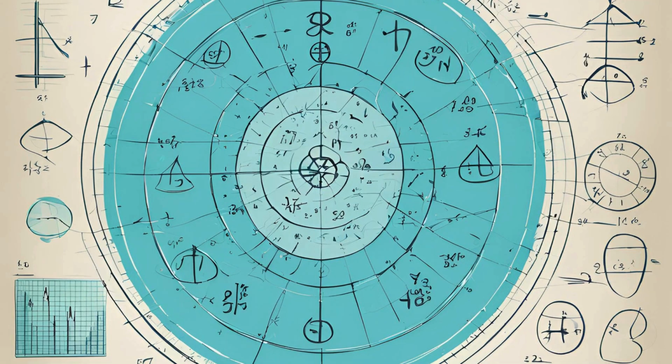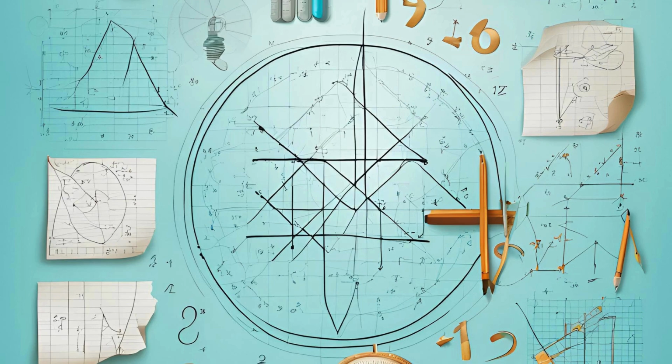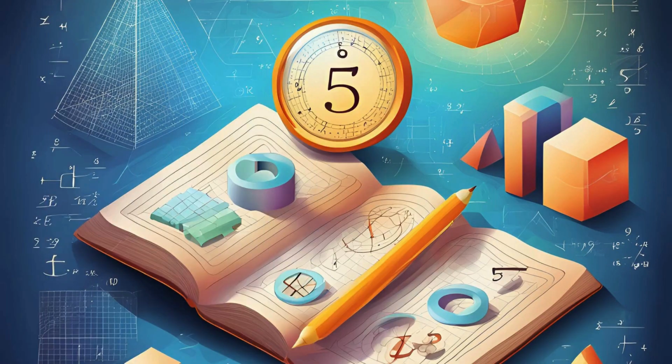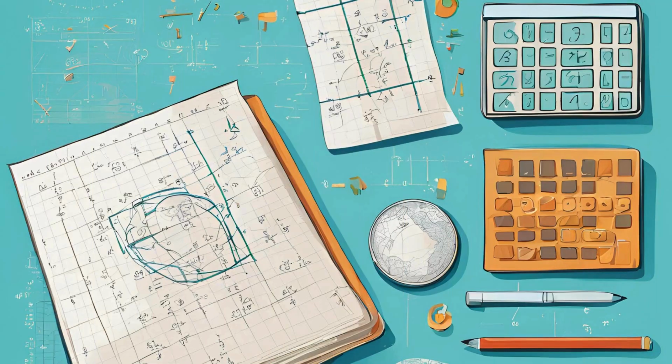Capacity and volume. Okay. So remember, capacity is the amount of liquid a container can hold, right? And volume is the amount of space a three-dimensional object occupies, like how much water can fit in a glass or how much air is in a balloon. Exactly. And we use units like milliliters and liters to measure capacity, and cubic centimeters and cubic meters to measure volume.